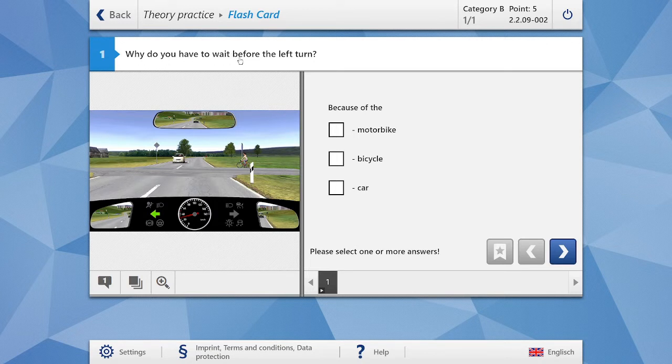Why do you have to wait before the left turn? Okay, you are on a priority road, the car is on a priority road, the motorbike is on a priority road. You want to move out of the priority road, and hence you will have to wait for any ongoing traffic. Okay, remember this is very tricky.